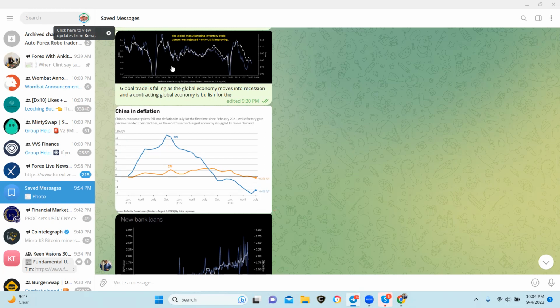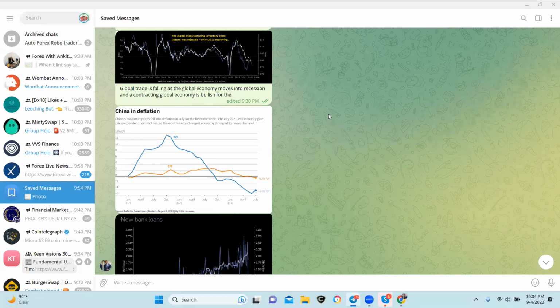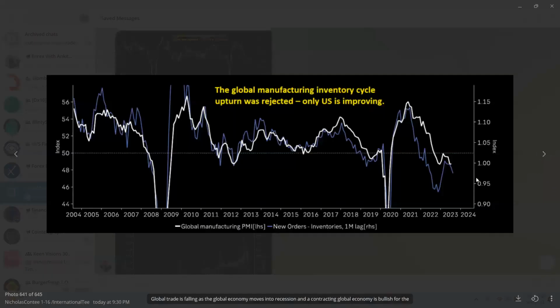So one major thing we are noticing is global trade is contracting. We're getting a lot of news out of China, a lot of things on the global stage as far as a global slowdown. So we notice here that global trade is falling as the global economy moves more into a recession or a slowdown. The contracting economy is going to be bullish for the USD. So that's an extra give for you guys as you're lining up and doing your technical work on some of your trades this week.